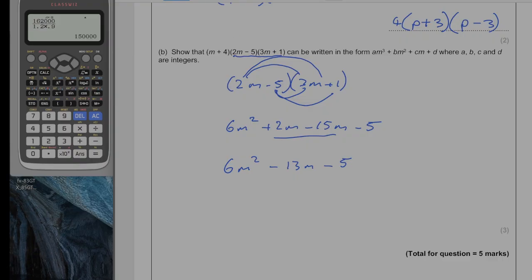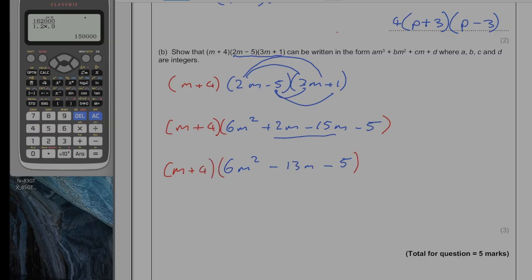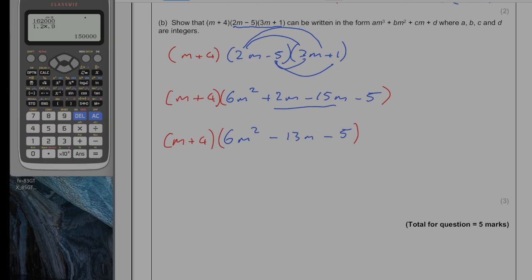Right, now I'm going to bring in that final bracket. So I'll make sure what I've written is correct. So I should have times included this. So m plus 4. Absolutely fine to use the grid. I tend to set it up as a column just to keep my things tidy. So if I times everything by m, I'd get 6m cubed minus 13m squared minus 5m.